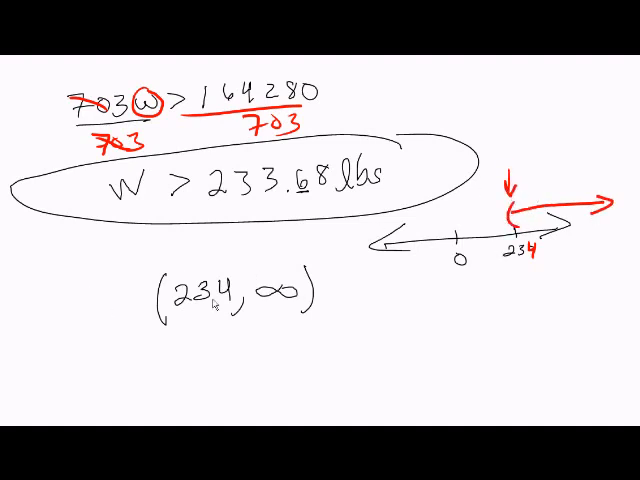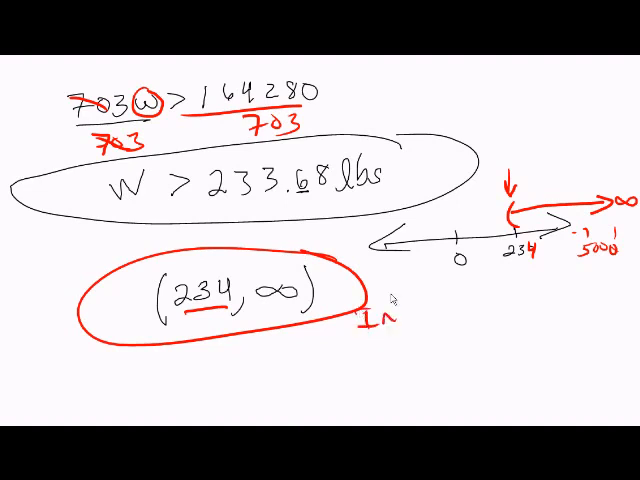So the left-hand side is 234. The right-hand side comes way over here. It keeps on going to 5,000, 10,000, and it keeps on going all the way to infinity. So that's why we have infinity. So this is how you would write the interval notation for this problem.